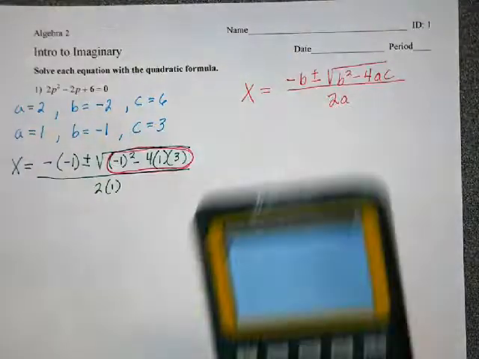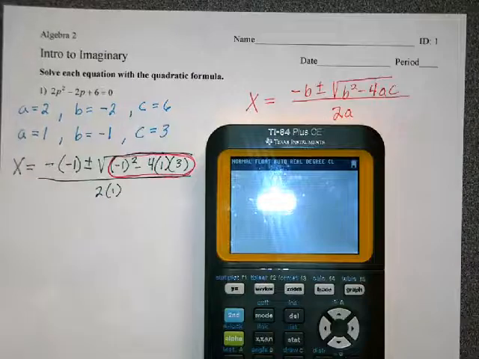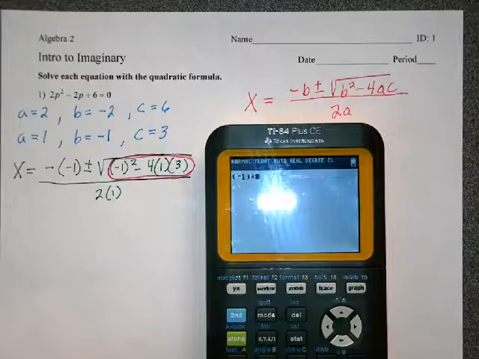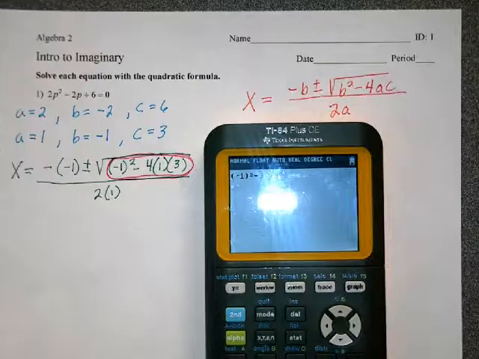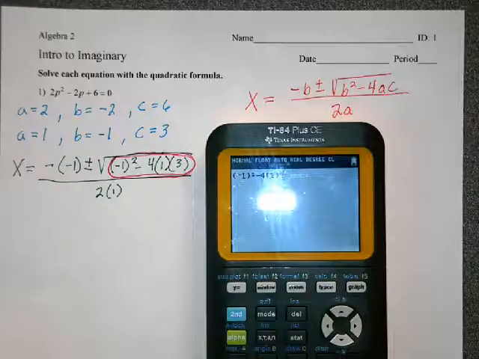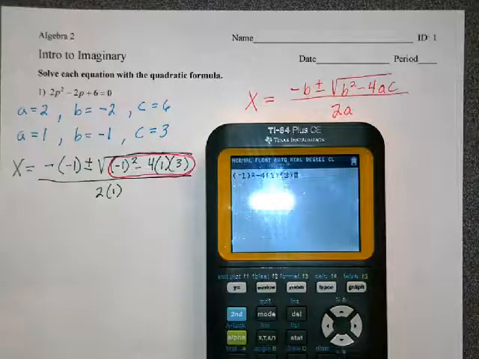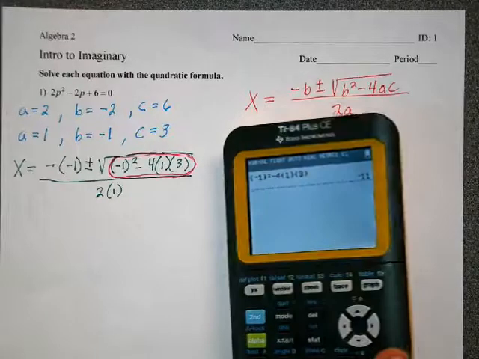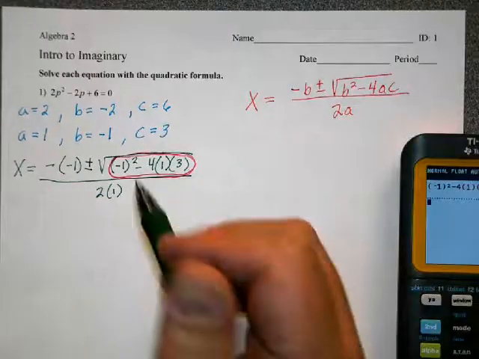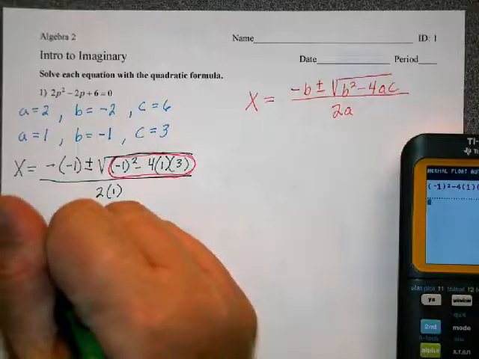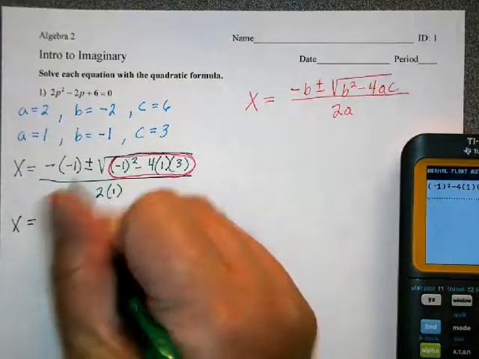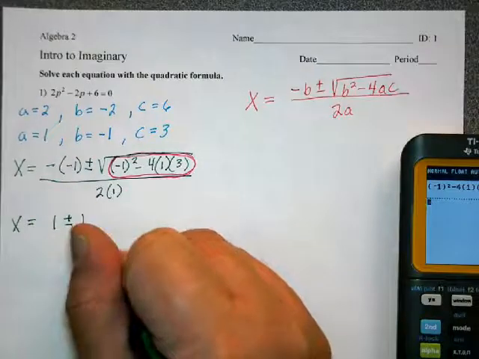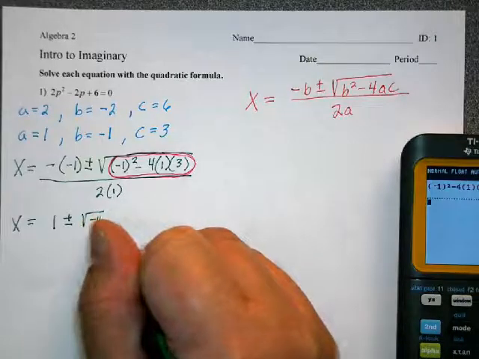All right, let's do it. So, did anyone do it yet? Negative 1 squared minus 4 times 1 times 3. And I get negative 11. So I'm going to substitute in negative 11 for everything under the V thingy. X equals negative negative 1 is positive 1, plus or minus square root of negative 11, divided by 2.